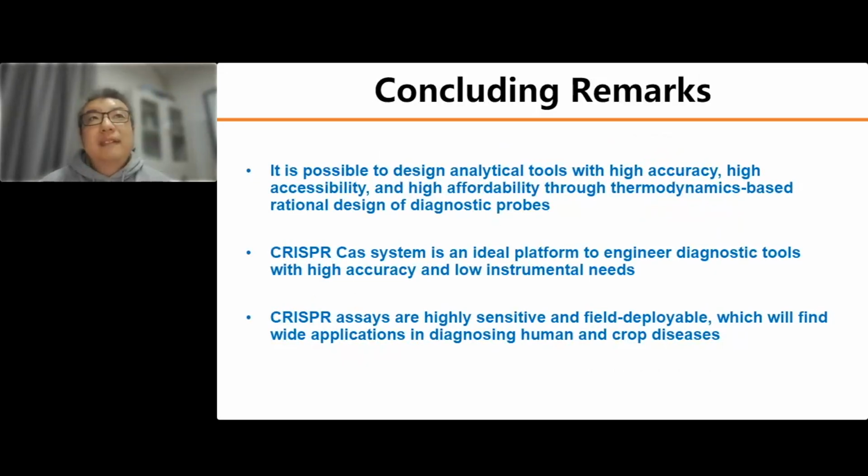So in summary, I think it is possible to design analytical tools with high accuracy, high accessibility, and high affordability through thermodynamics-based rational design of diagnostic probes. And the CRISPR-Cas system is also an ideal platform to engineer diagnostic tools with high assay accuracy and low instrumental needs. And the CRISPR assays are highly sensitive and field deployable, which will find wide applications in diagnosing both human and crop diseases.